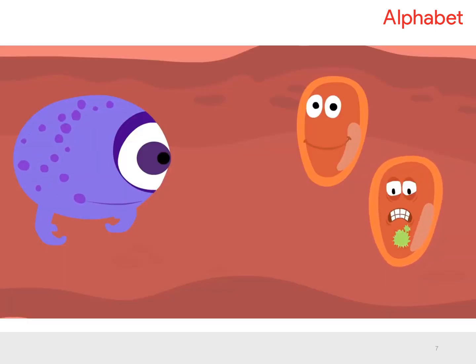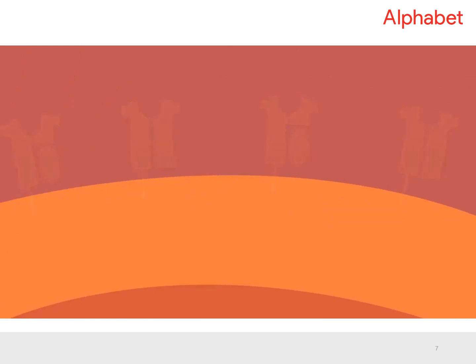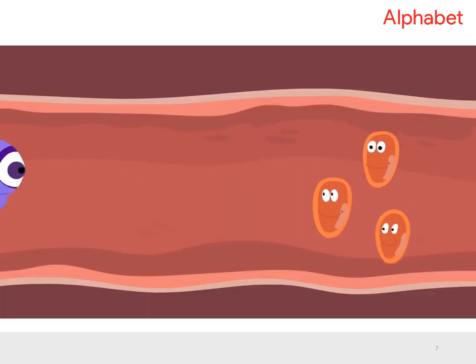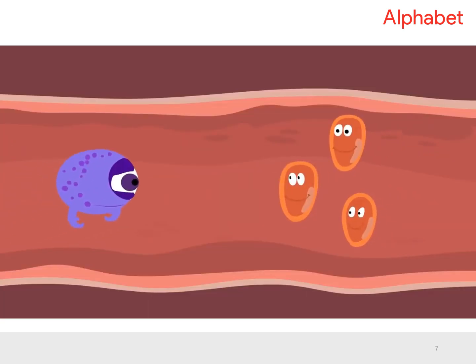Basically, whenever a cell isn't normal, it stops producing this protein. The NKCs move around constantly, checking our cells for this type of deficiency. And when they find an abnormal cell, they simply bind to it, release chemicals, and destroy it.